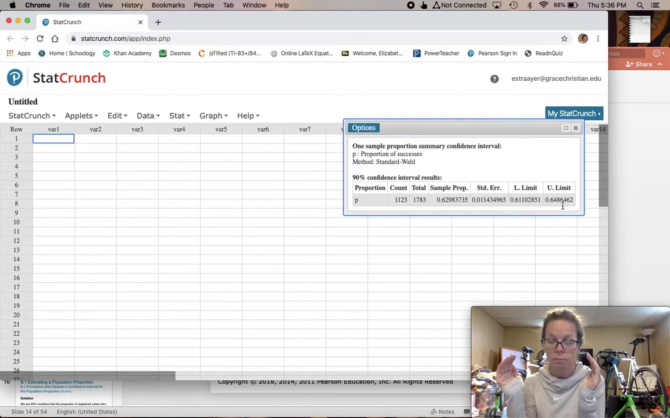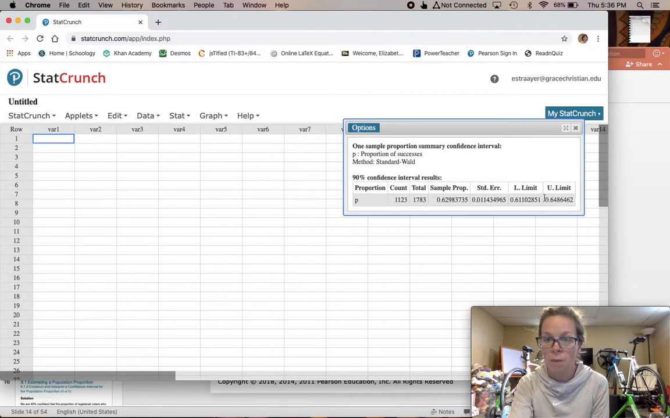90% sure. 90% confidence. If we did this 100 times, 90 of them are going to have the right answer. We're hoping this is one of those 90, that the actual is somewhere between 61 and 65%. So this lower limit, upper limit, those are the two numbers for the confidence interval.